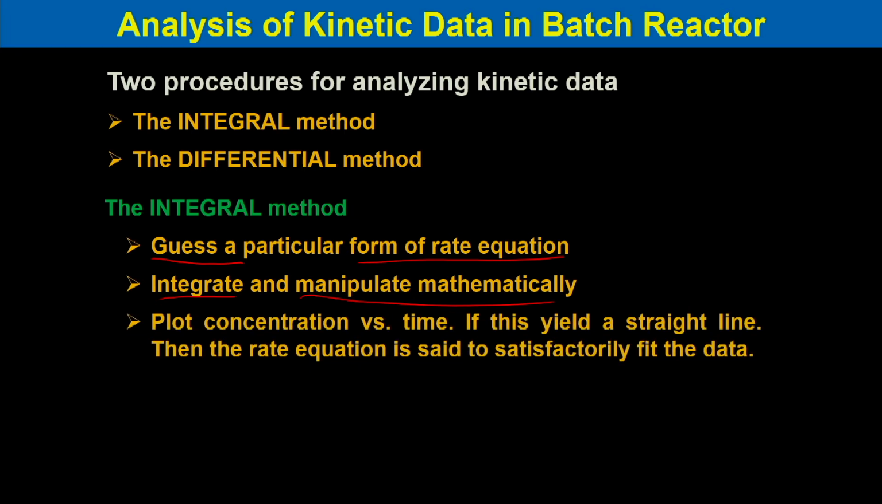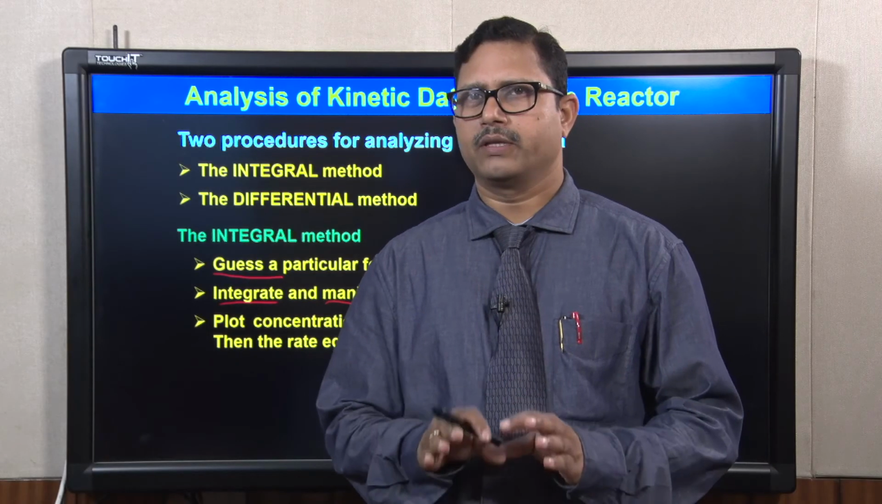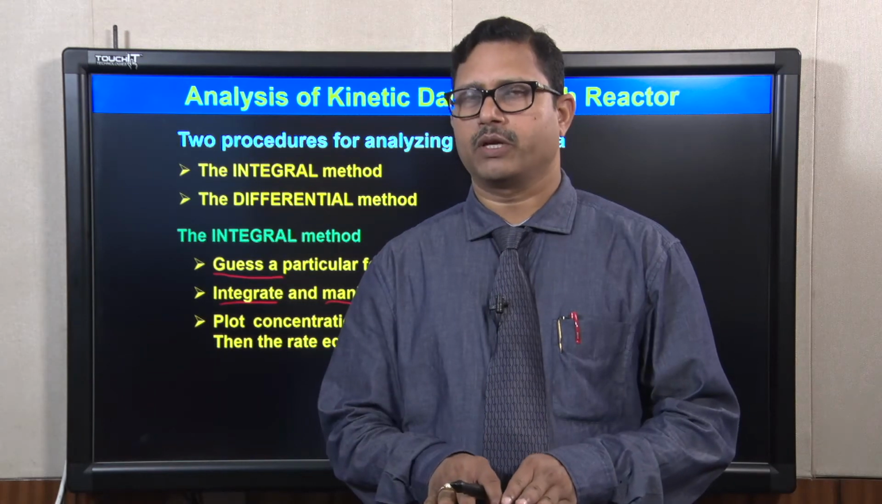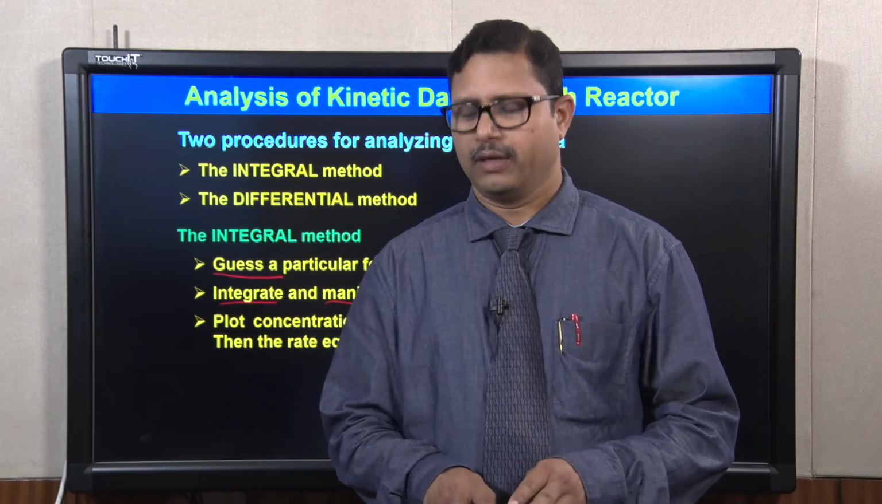Now, we plot the concentration change versus time. If this yields a straight line, then the rate equation is said to satisfactorily fit the data. So, the plot should be a straight line fitting all the kinetic data. If that is obtained, then we can say that the assumed or guessed rate expression is the correct one.